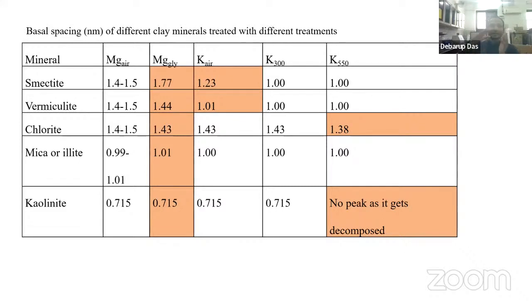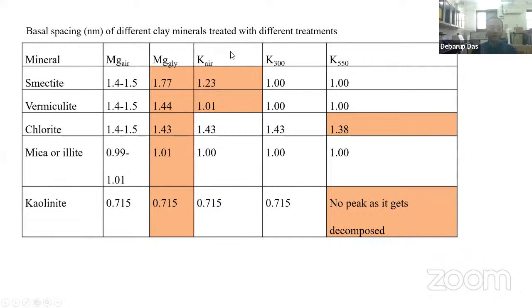So, C-axis spacing, as you know, phyllosilicates are made up of silica tetrahedral sheets and aluminum octahedral sheets or magnesium octahedral sheets. They have a definite number of sheets for different minerals: smectite 2:1, vermiculite 2:1, chlorite 2:1:1, mica 2:1. But depending on the interlayer cations and the moisture content, the spacings may vary. These are the different conditions: magnesium saturated air dried, magnesium saturated glycerol solvated, potassium saturated air dried, potassium saturated heated at 300 degrees Celsius, potassium saturated heated at 550 degrees Celsius.